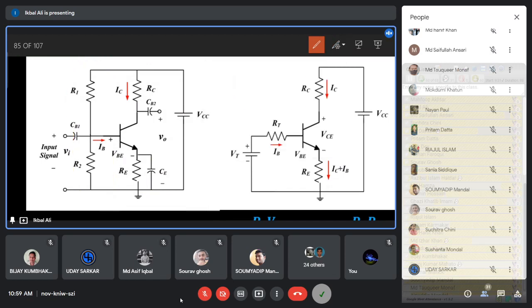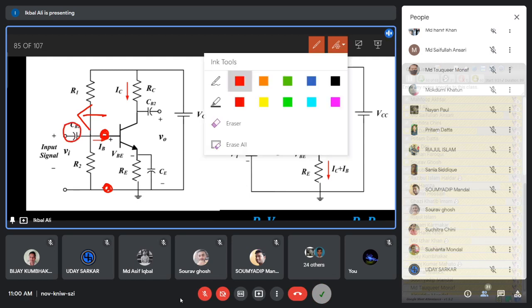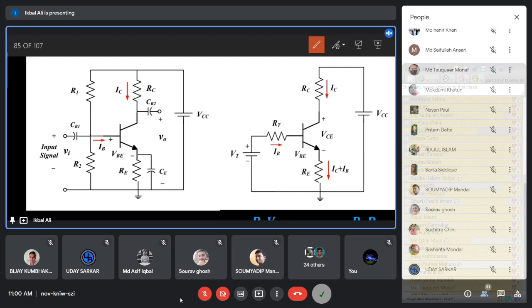We will apply the Thevenin theorem between these two nodes, between the base and the ground. With respect to these two nodes, to the left side of this portion of the circuit, that means R1, R2, and VCC, we will apply the Thevenin theorem. Forget about the coupling capacitor C1, because this capacitor has nothing to do with the DC condition of the circuit. We will only focus here on the DC. This capacitor appears when you apply an AC signal.